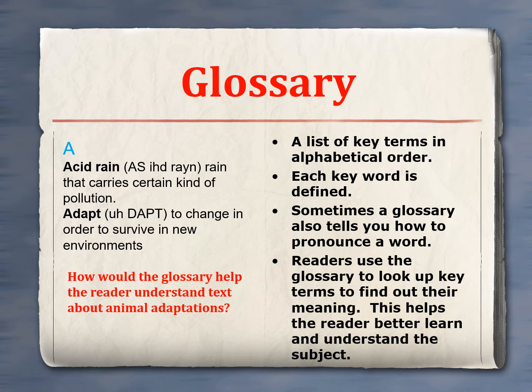and I guarantee you it will help you improve your understanding and comprehension of the text. Why? Because you will have an idea of what that word means before you start reading. And if you have an idea what it means, when you read it in context in that text, then you will be able to instantly connect those ideas together and make meaning of what you read. Okay, guys? So don't forget to utilize the glossary. Okay? All right, so our question for you is, how would the glossary help the reader understand text about animal adaptations? Can you answer that question? All right, let's keep going.